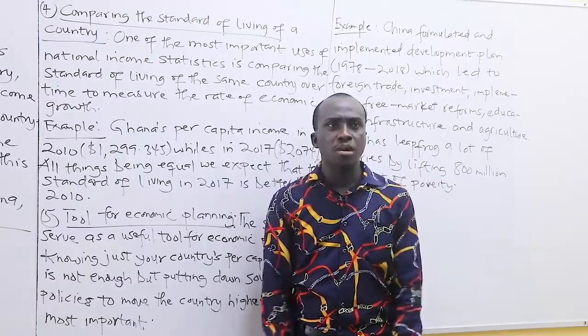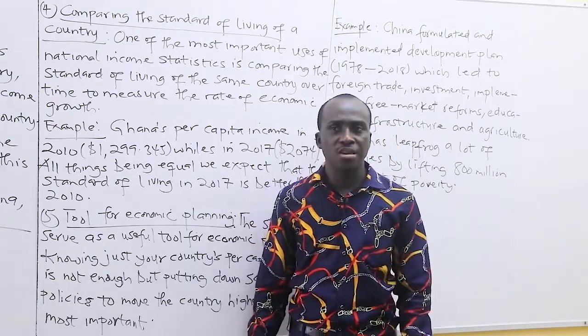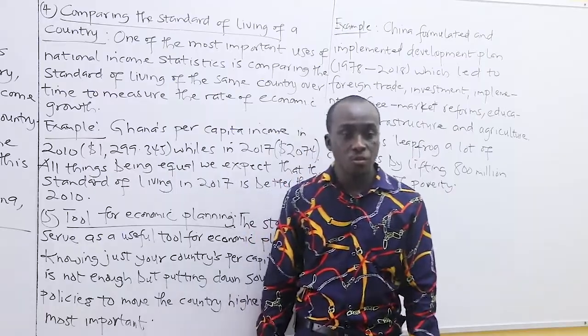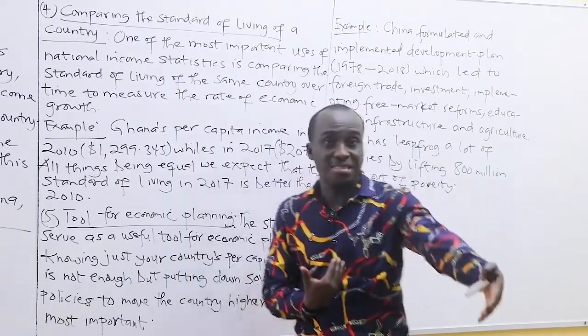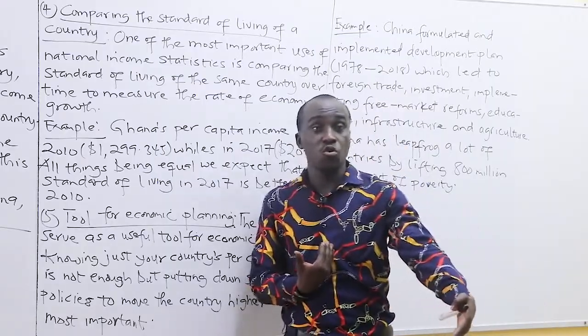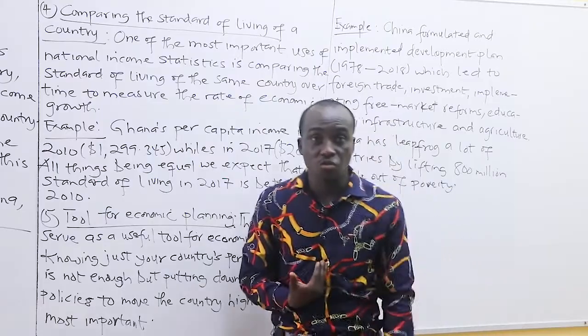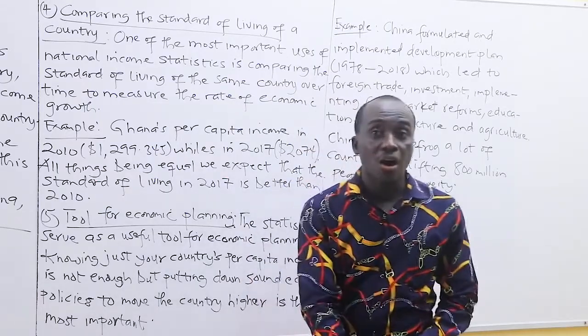Per capita income. Maybe in 1960, per capita income was maybe 300 Ghana cedis. Today, per capita income is 2,200 Ghana cedis. You can compare the country over the period, the standard of living from 1960 to 2022. In 1956, we had independence. 2022, 65 years. Have we moved forward?